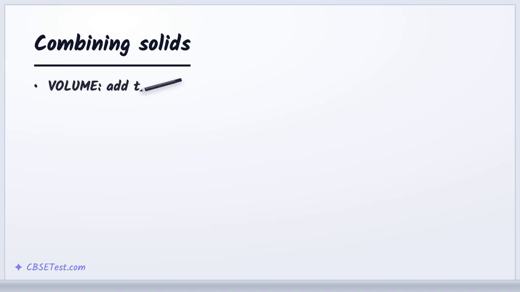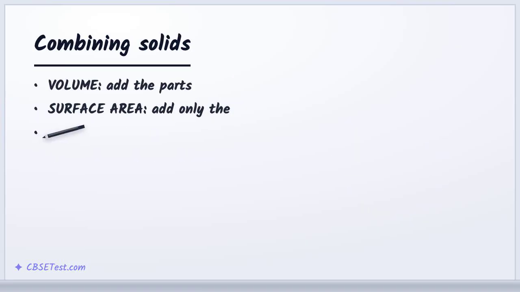For a combination, volumes simply add up. But for surface area, be careful. Add only the surfaces you can actually see and leave out the faces hidden where two solids join.